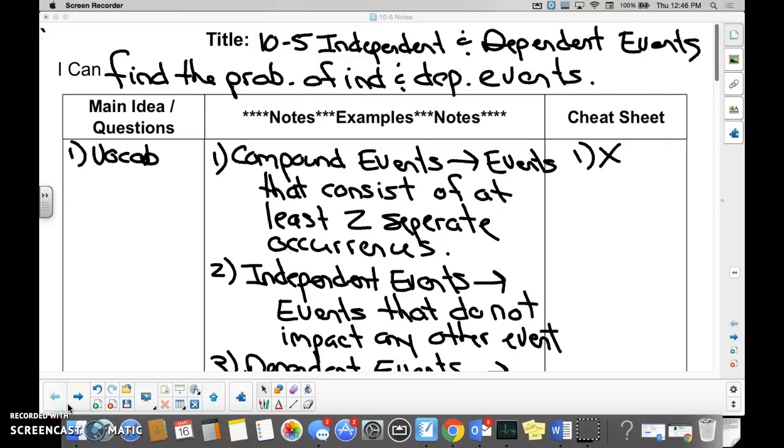N-5 independent and dependent events. I can find the probability of independent and dependent events.